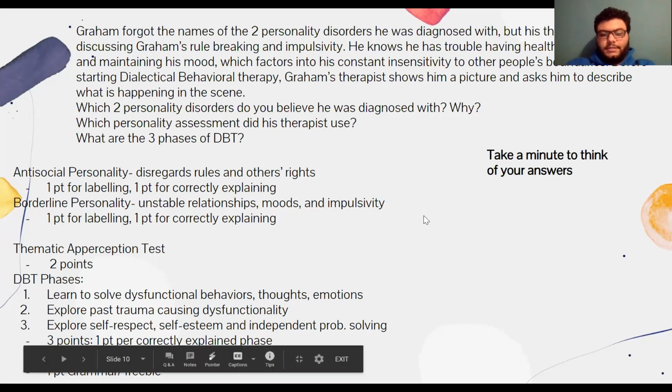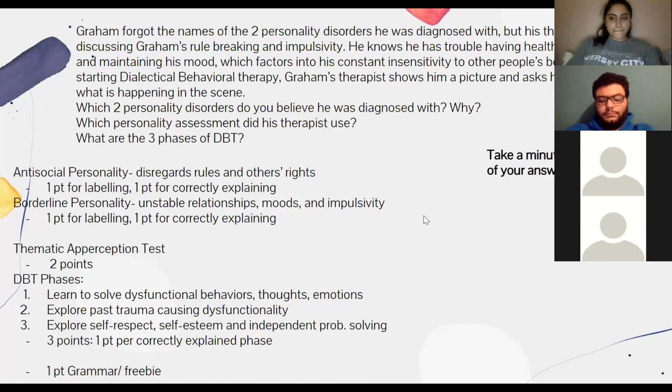Does this make sense? So BPD is like a mood disorder, right? So you wouldn't just say mood disorder, you would have to name a specific one, right? Wait, what? I'm sorry, can you repeat that? Sorry. So I guess the professor is looking for specific disorders, right? Not just the category.